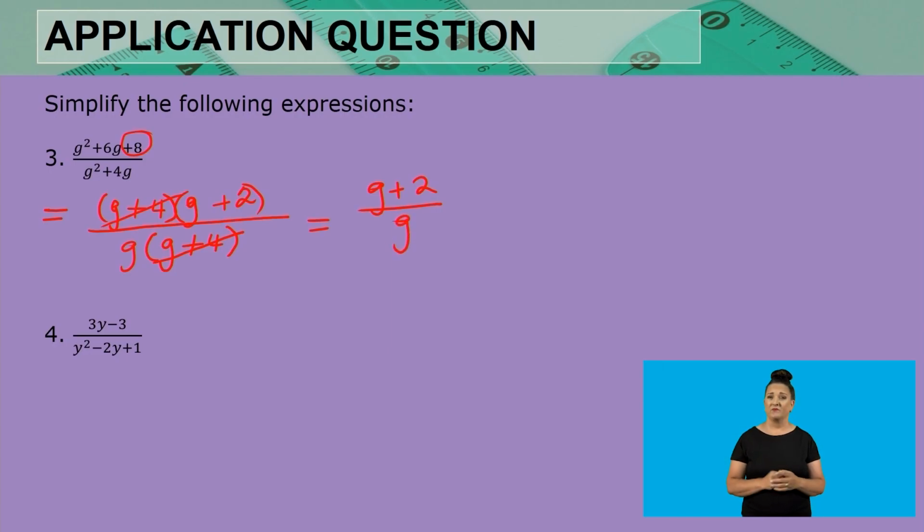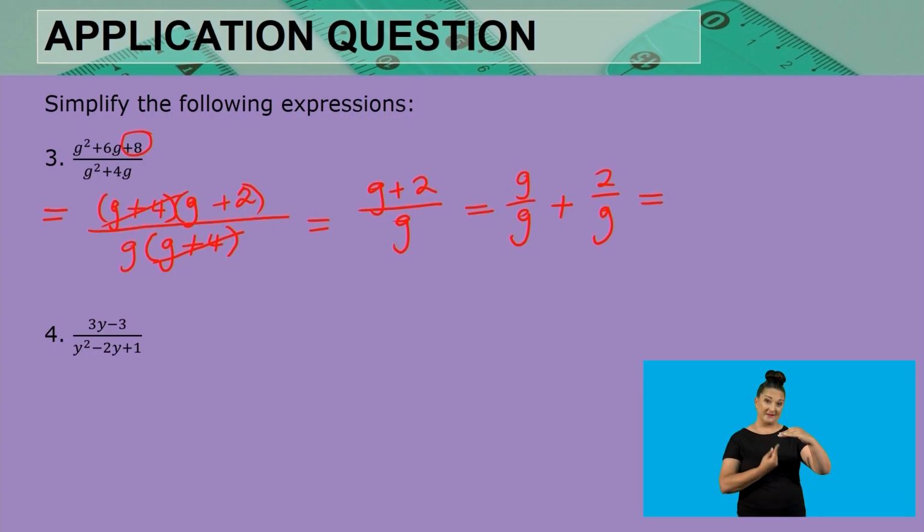Now if we want to actually continue with this, remember that denominator belongs to each of them. So that would be our g divided by g plus our 2 divided by g. And we know that if there's something that is divided by itself, then that will give us a 1. So any number, variable or polynomial divided by itself will give us a 1. And we are adding that to 2 divided by g. So that will remain that way, and that is our final answer.